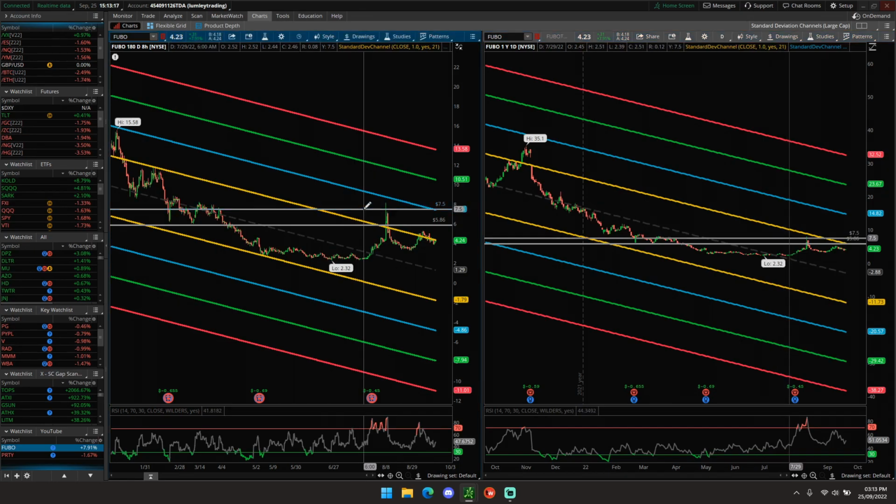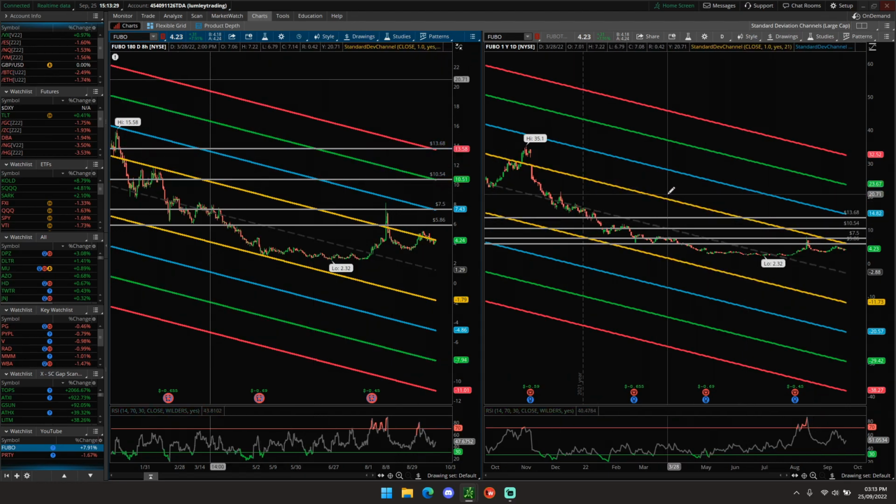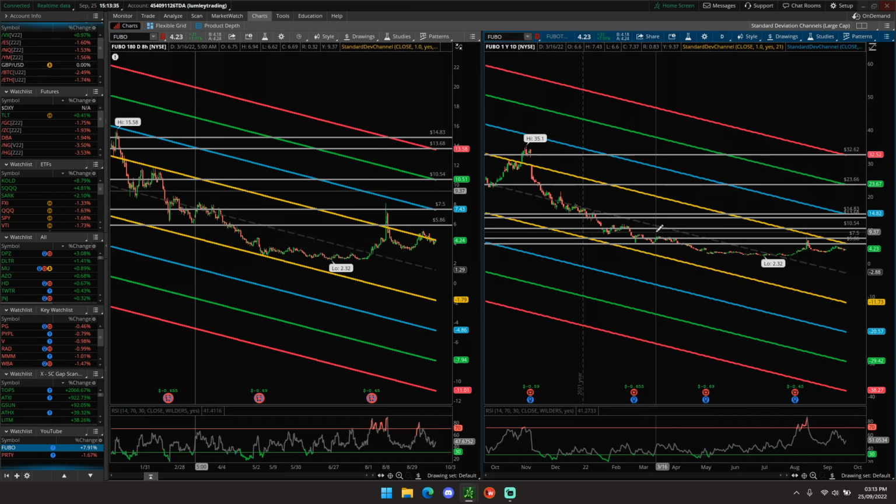If we can break that though, we are then paying attention to $7.50, which we can see was basically the high of this previous pump. But if we do break that, then our next target would be $10.50. Pushing further would be $13.50, and then the final levels taking us to $15, $24, and a final one at $32.50.